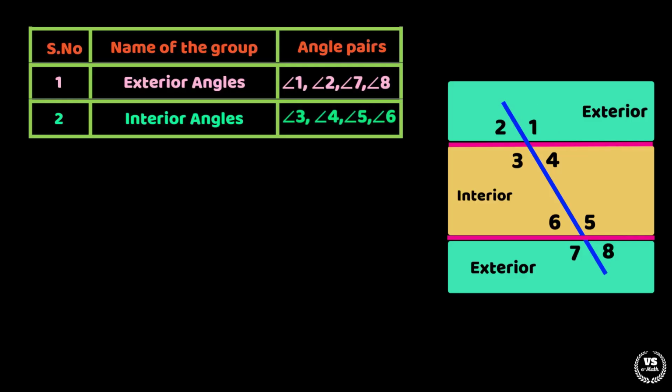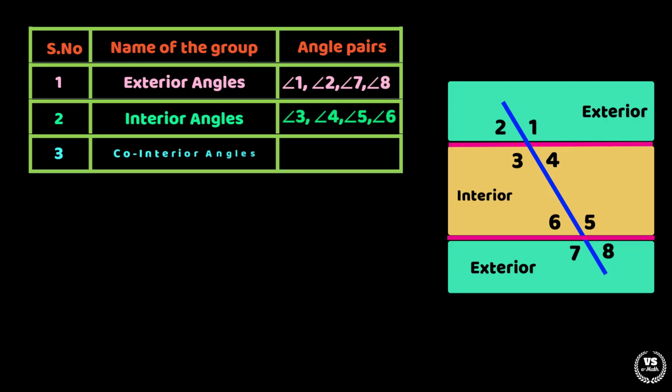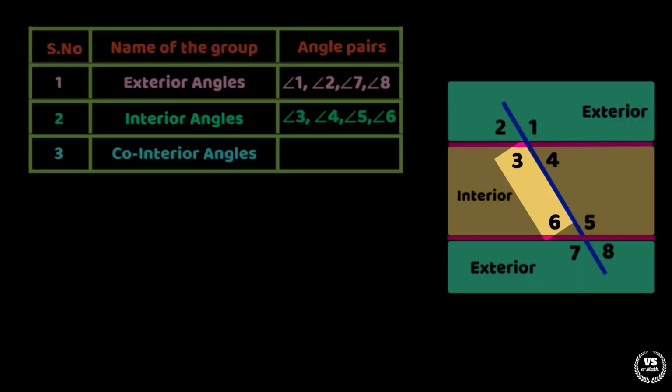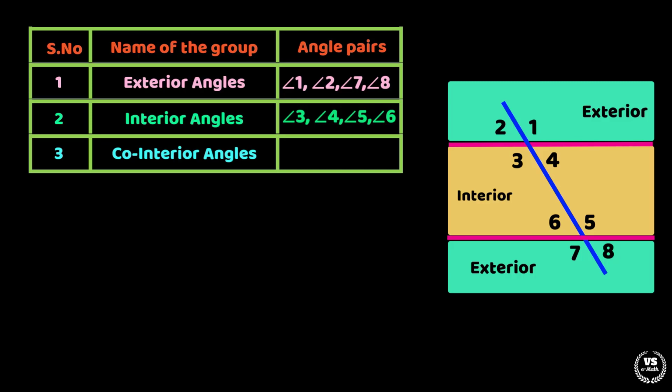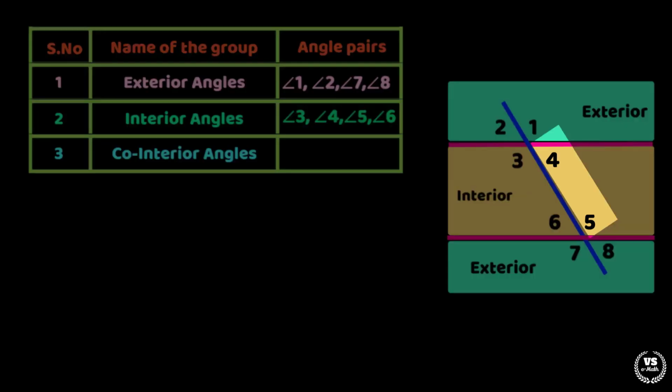The interior and exterior angles are further grouped into co-interior and co-exterior angles. Angles which are interior and same-sided are called co-interior angles. So, angle 3 and angle 6 are interior and left-sided. So, they are one pair of co-interior angles. Then, what will be the next pair? Yes, angle 4 and angle 5.